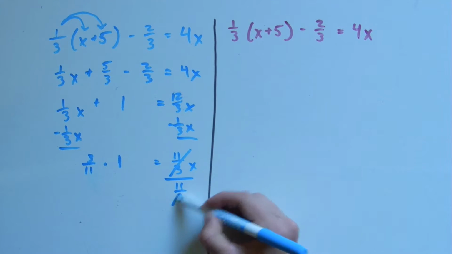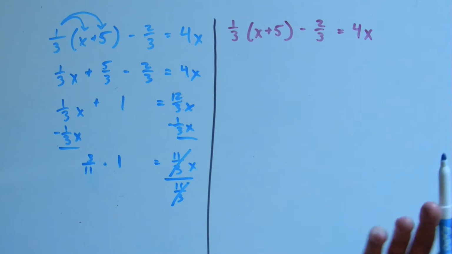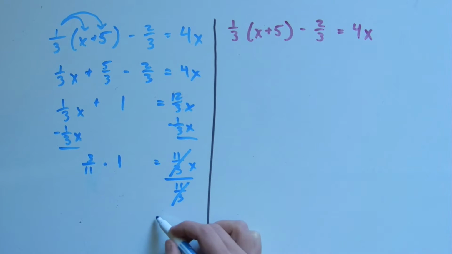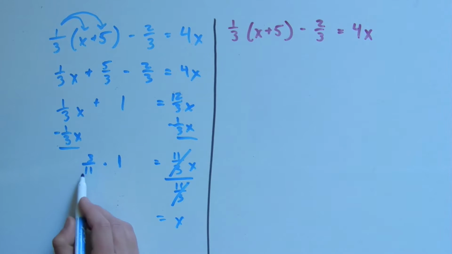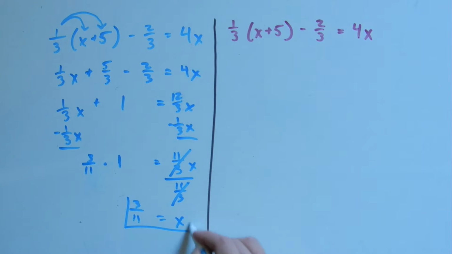So 11/3 will cancel each other out because 11/3 divided by 11/3 is 1. So we're left with just x. And 3/11 times 1 is just 3/11 because of the identity property. So x is equal to 3/11.